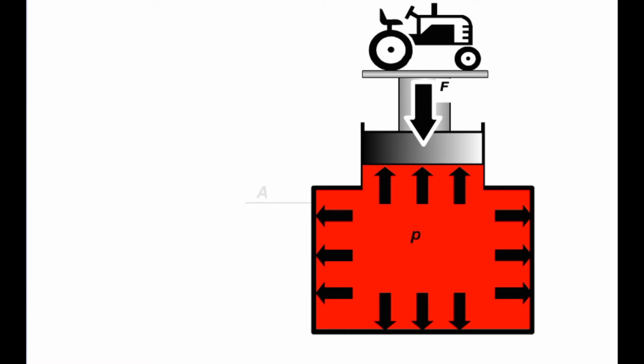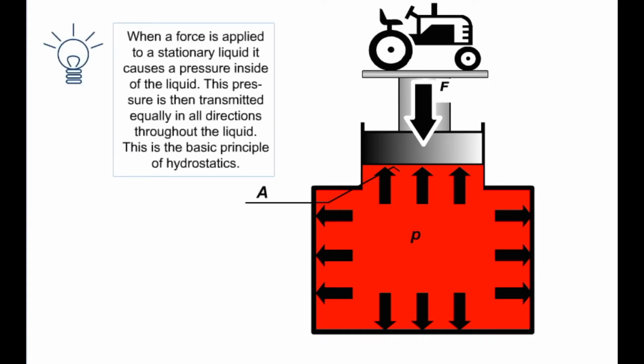The value of the pressure, P, within the liquid is equal to the force, F, relative to the effective area, A. If the gravitational pressure of the liquid is neglected, the pressure at every point in the liquid is equal. Neglecting the gravitational pressure makes sense, since the pressures normally encountered in modern hydraulic equipment are normally of a much higher order than the gravitational pressure. Pascal's law is thus defined. When a force is applied to a stationary liquid, it causes a pressure inside of the liquid. This pressure is then transmitted equally in all directions throughout the liquid. This is the basic principle of hydrostatics.